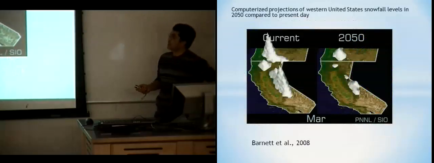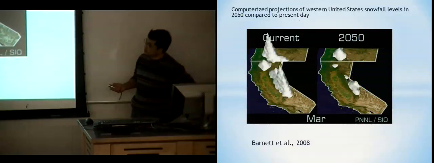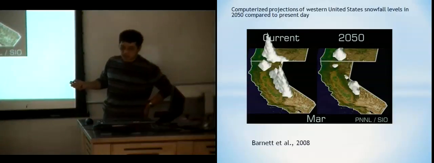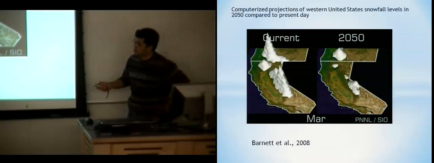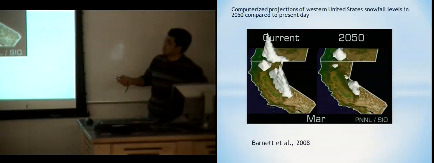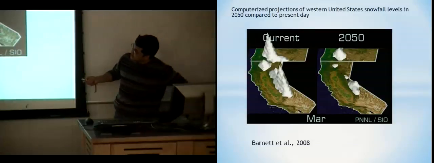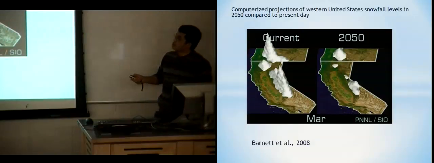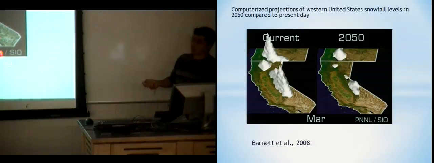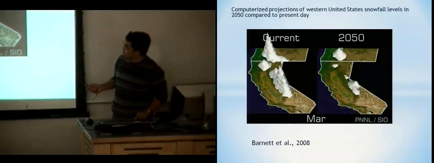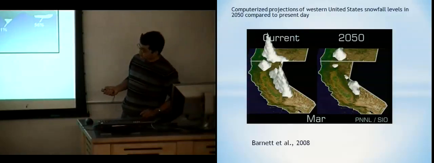This is a model of projected results. This is the current situation. This is still snowfall. It's a composite result from a lot of models. So this is California, this is Oregon. You see, this is the current situation for the snowfall. By 2050, you see snowfall is significantly reduced. So this is also related to global warming.